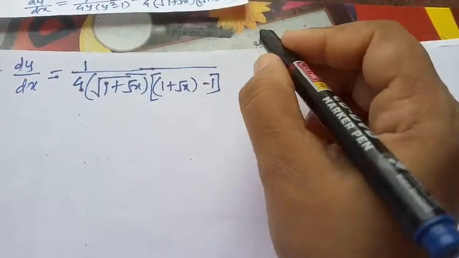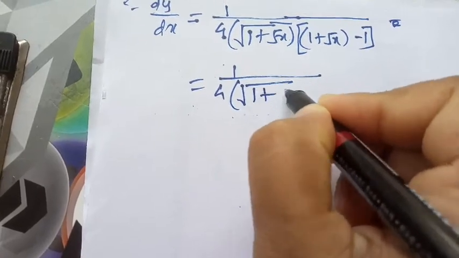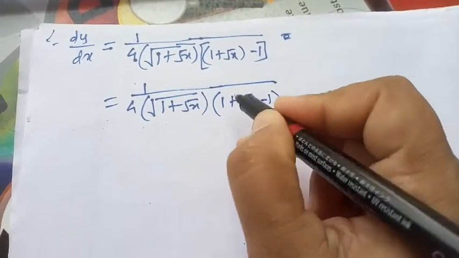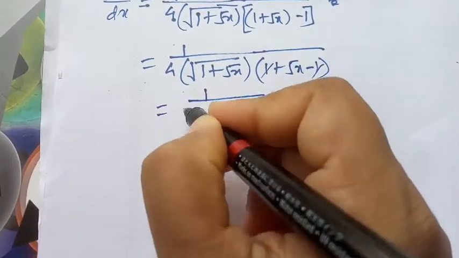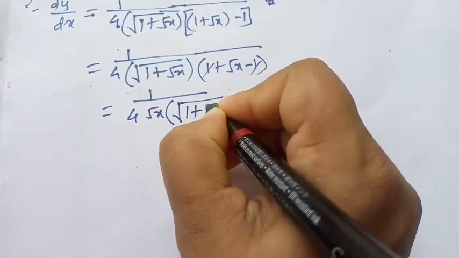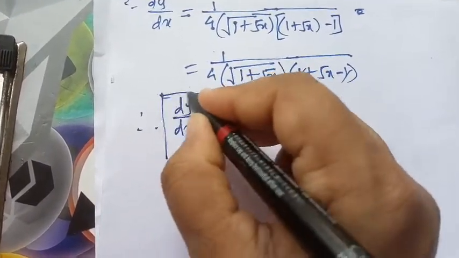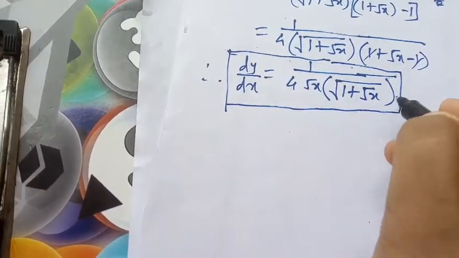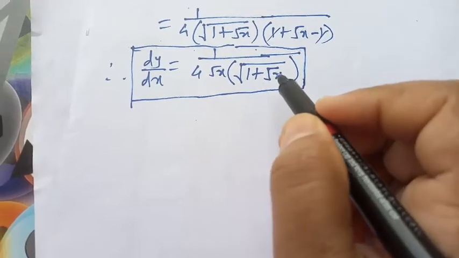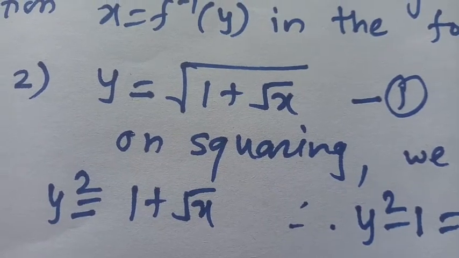minus 1, that is 1 upon 4 in bracket root 1 plus root x, (1 plus root x minus 1), 1 minus 1 get cancelled, and therefore we got 1 upon 4, that is in bracket root x in bracket root 1 plus root x, and this is the derivative of given function y, that is dy by dx is equal to 1 upon 4 root x in bracket root 1 plus root x, which is the derivative of given function y is equal to root 1 plus root x.